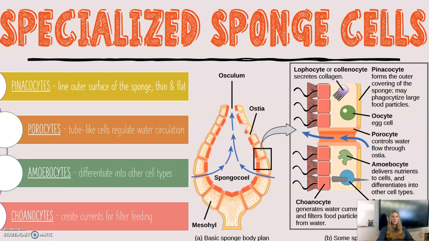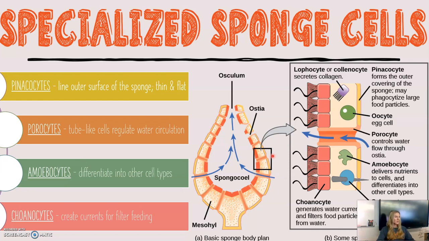Now we're going to get more detailed and talk about some of the major cell types. There are four major cell types that we're going to focus on. They are the pinacocytes, the porocytes, amoebocytes, and choanocytes. Pinacocytes are basically the epithelial cells. They're what run along the outside of the sponge. So this would be a pinacocyte, and this would be a pinacocyte. Then we have the porocytes. These are your tube-like cells, and they're going to help control the flow of water.